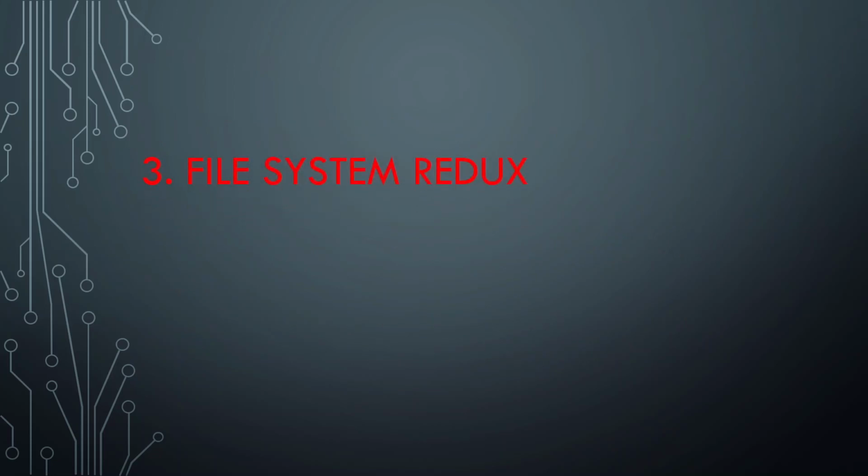So number 3 is a file system redux. So it includes spreadsheet programs like Microsoft Excel, Microsoft Access, Microsoft SQL Server, Oracle, and so on. That is a file system redux. Basically anything that has a database management system in it. It is a DBMS. You could think of it as a file system redux.